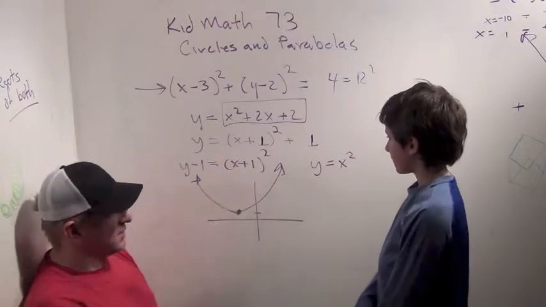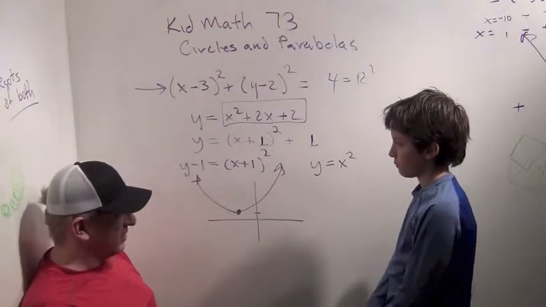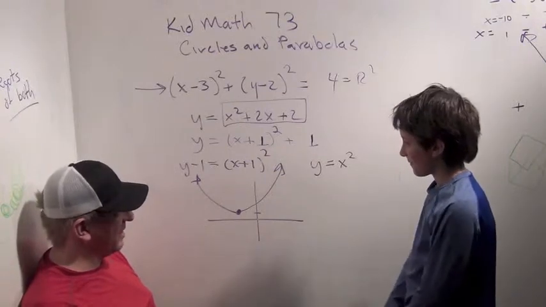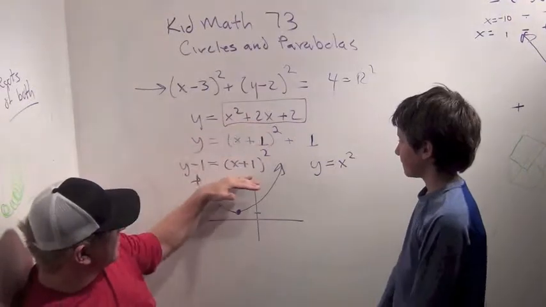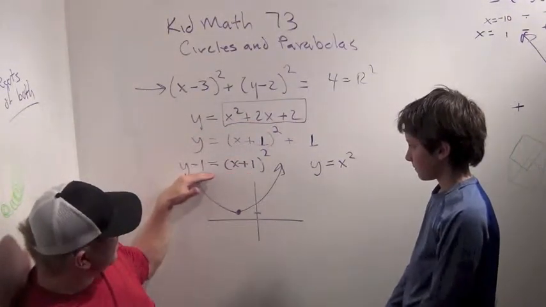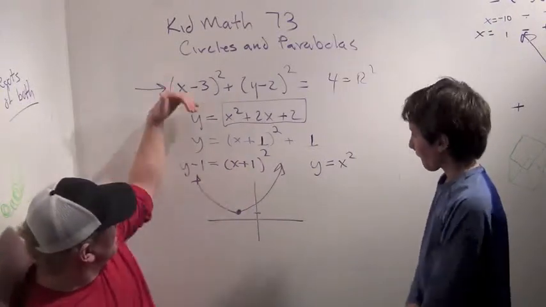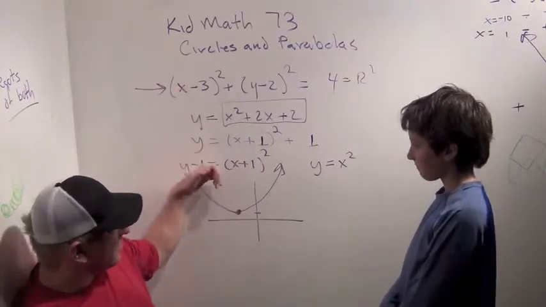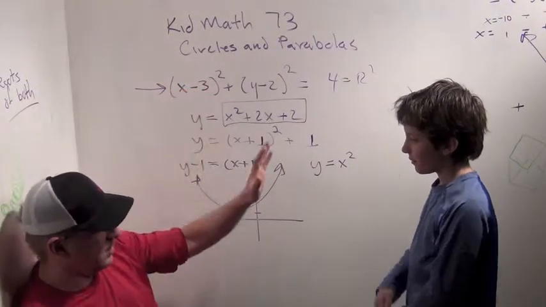So I know this isn't the best explanation of this at all. In fact, my explanation here is pretty flimsy. But using completing the square to get this into the form of y minus something equals x plus something squared helps us draw the graph of a parabola just as quickly as we can draw the graph of a circle.